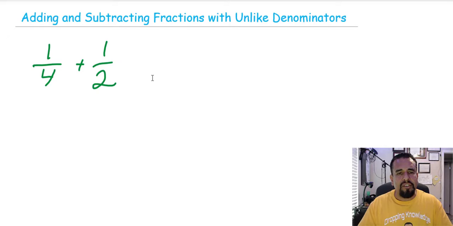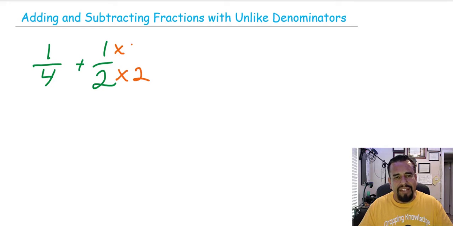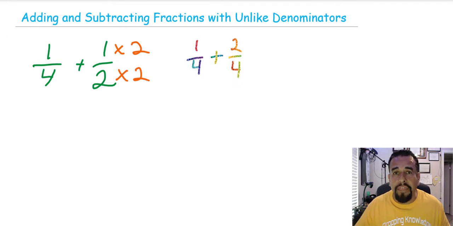All right, so let's go ahead and take the first step. We're going to multiply here by 2. That means we have to multiply the top by 2. Therefore, our new fraction is 1 over 4 plus 2 over 4. Great. That's the hardest part of this whole thing.